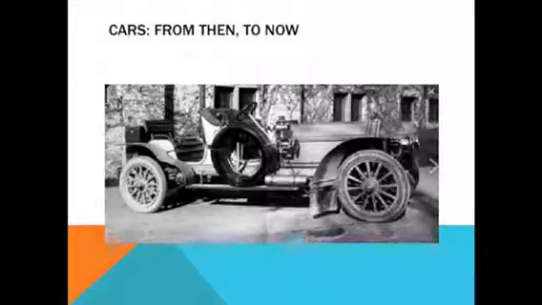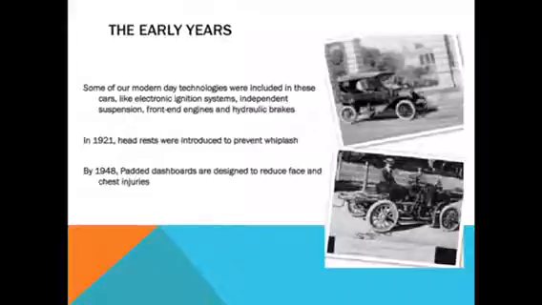So let's get started. Throughout time, design and technological advances are constantly aiming to improve. This video demonstrates a short history of car safety evolution and technologies from then, now, and into the future. The early years of car manufacturing established many different power systems and design concepts. Some of our modern-day technologies were included in these cars, like electronic ignition systems, independent suspension, front-end engines, and hydraulic brakes. In 1921, headrests were introduced to prevent whiplash from rear-end collisions.